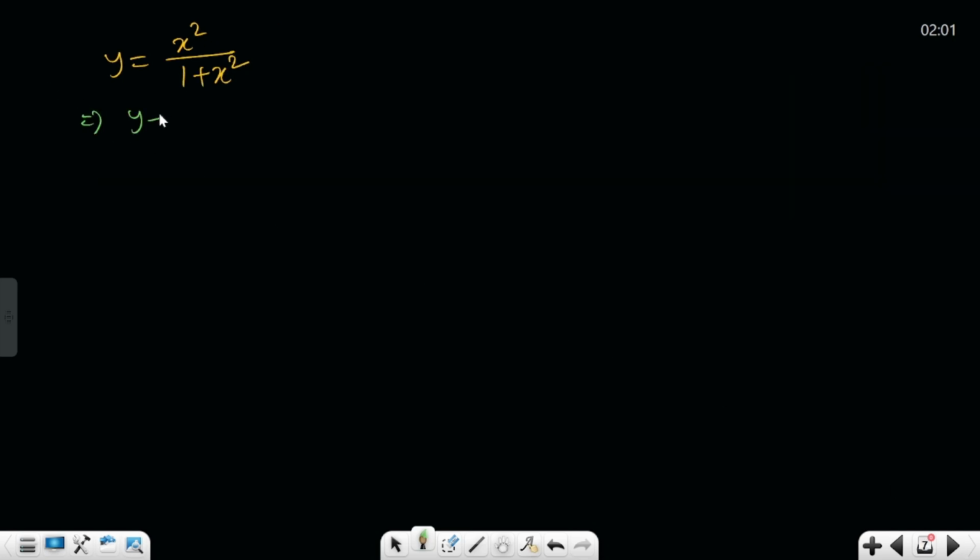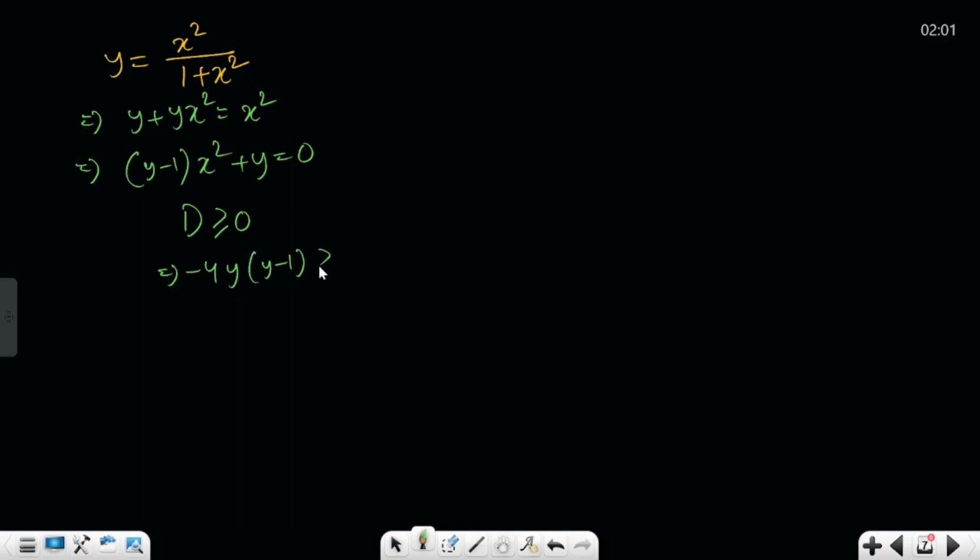We will get y plus yx squared equal to x squared. Then we make a quadratic in x, so we will get y minus 1 into x squared plus y equal to 0. Now put D greater than or equal to 0. So b is equal to 0, so 0 minus 4y into y minus 1 is greater than or equal to 0, or y into y minus 1 is less than or equal to 0. So from here we will get y between 0 and 1.